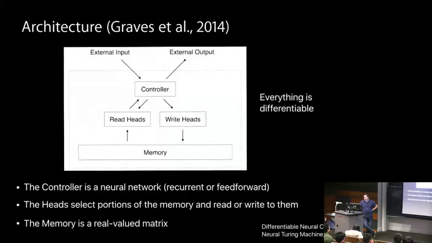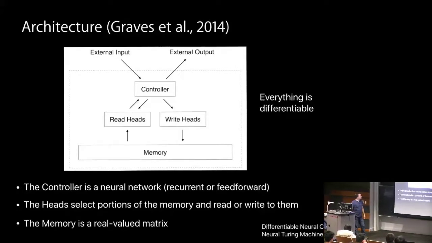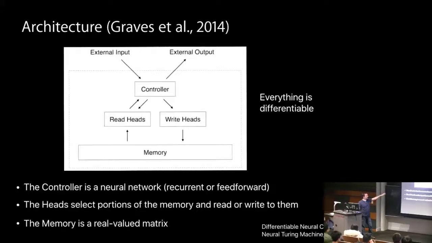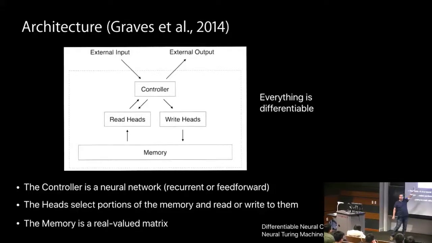So here's the architecture that was introduced in that paper. The idea here is the same. You have external input and you have external output. So you're still mapping inputs to the outputs, right? Except now, you have a so-called controller, and you can think of a controller as a neural network, recurrent network or feed-forward network. It's a controller, and you have two heads. You have a read head that reads something from the memory, and you have a write head that writes into the memory. And you can think of a memory as just a real valued matrix. Okay?